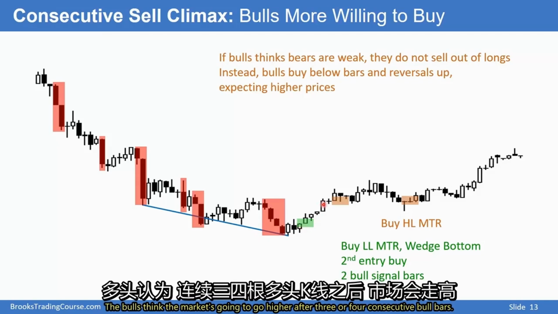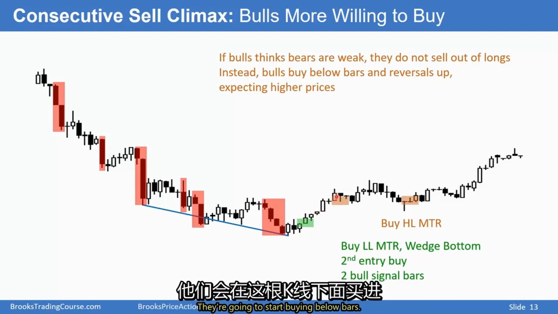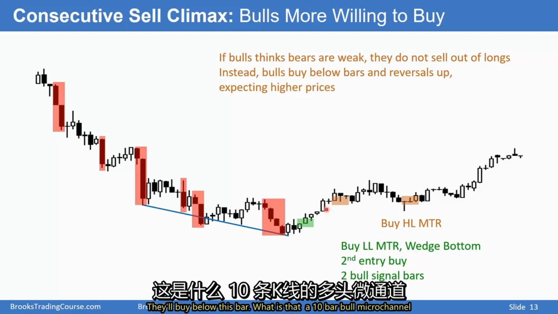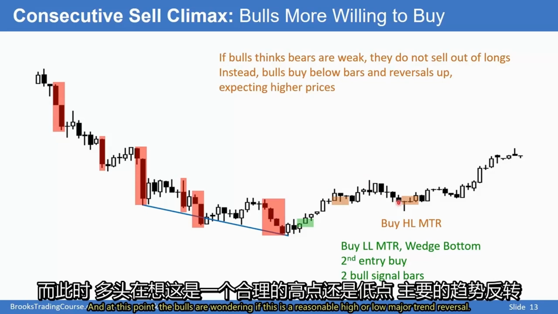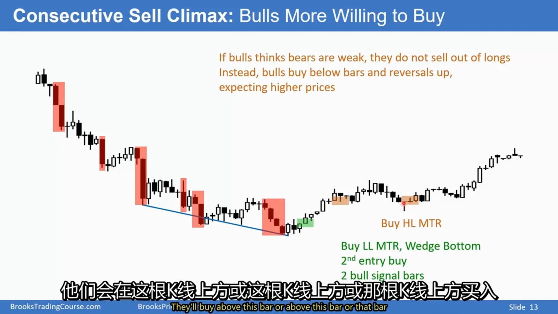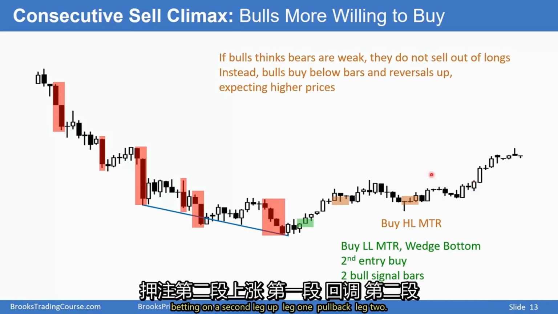The bulls think the market's going to go higher after 3 or 4 consecutive bull bars. They're going to start buying below bars. They'll buy below this bar. What is that? A 10-bar bull microchannel, betting that they'll get at least a small second leg up. And at this point, the bulls are wondering if this is a reasonable high or low major trend reversal. They'll buy above this bar or above this bar or that bar, betting on a second leg up. Leg 1, pullback, leg 2.